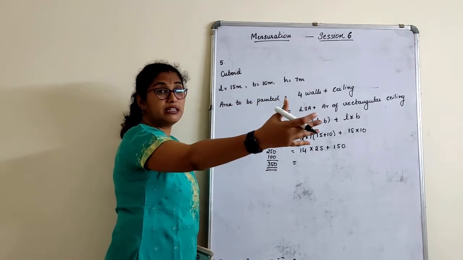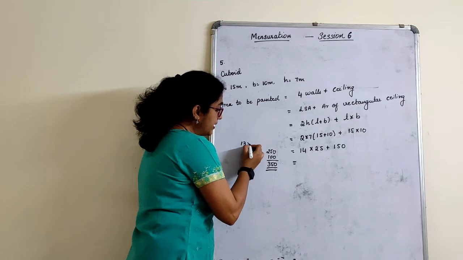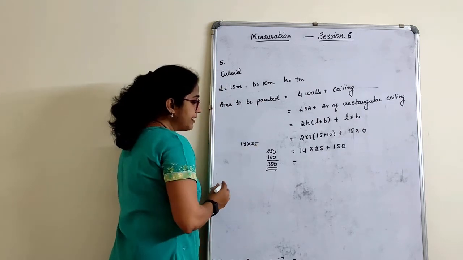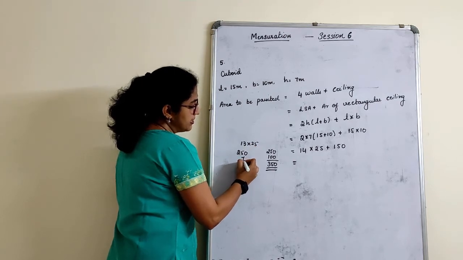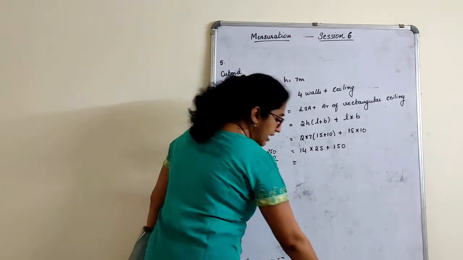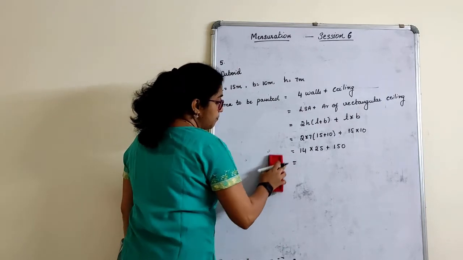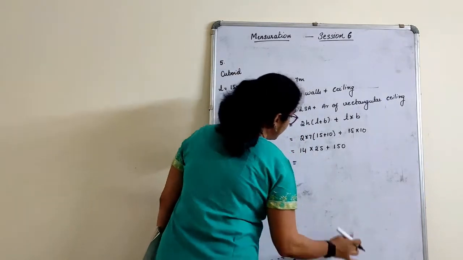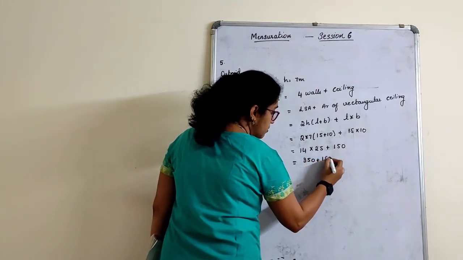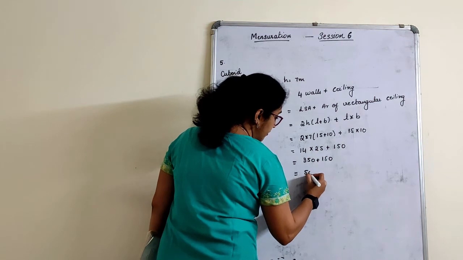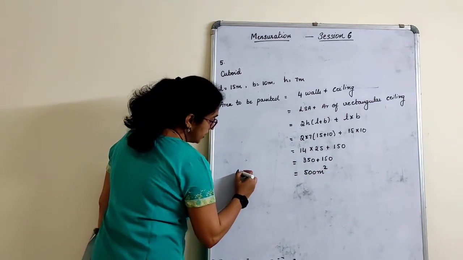Provided you should know the other tables. Like say if I take 13 into 25, now 25 tens are again 250. So 25 threes are next, 75. Like this, add those numbers and try to make your multiplication simple. Right? So 25 14s is 350 plus 150. How much? 500 meters square. Area to be painted.